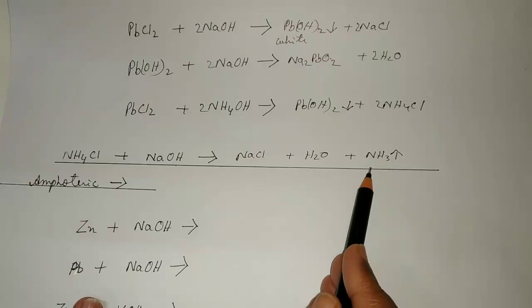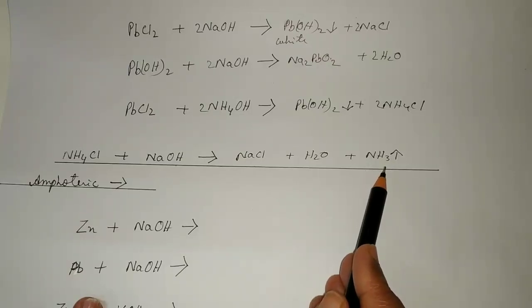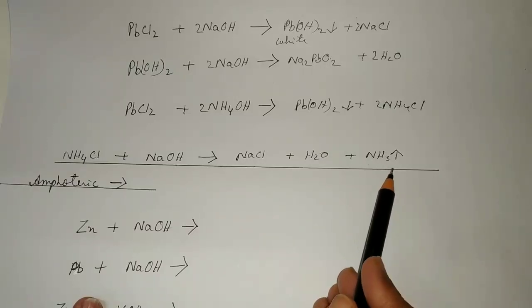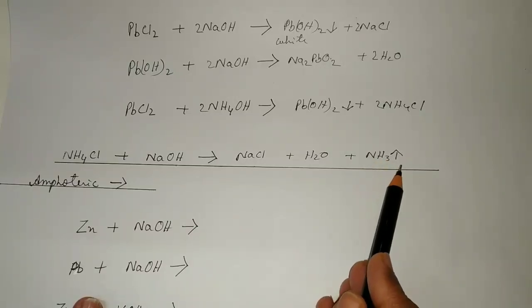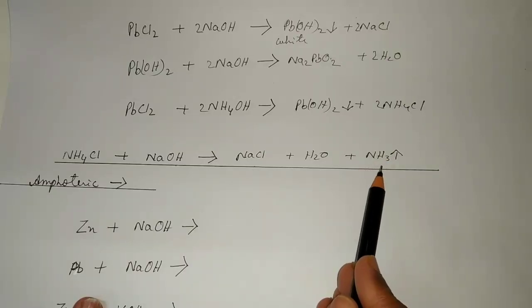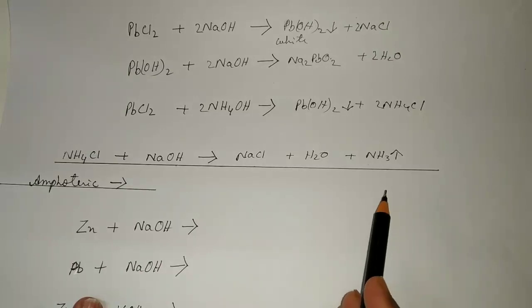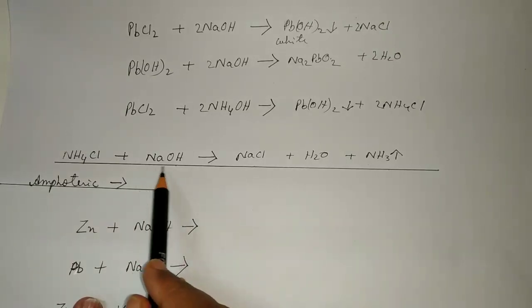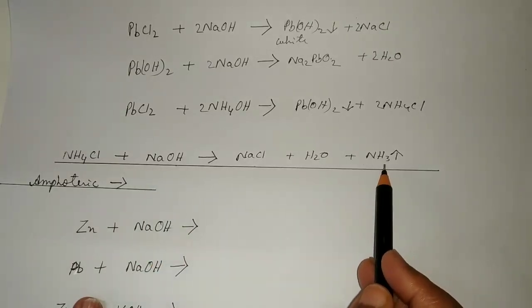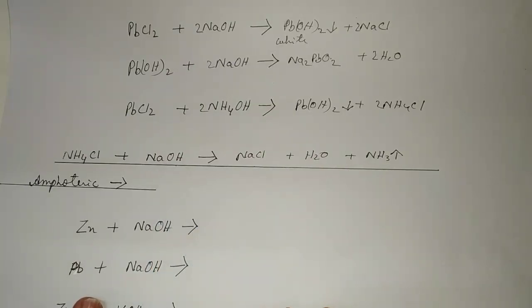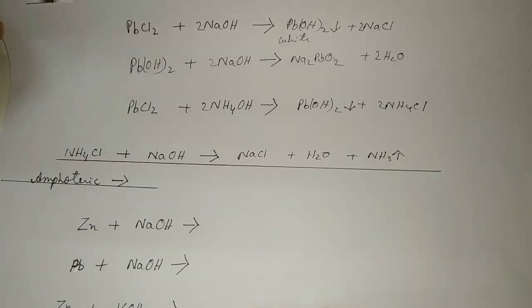It will turn the Nessler's reagent brown, and a glass rod dipped in conc. HCl will give you dense white fumes. About all these confirmatory tests of the gas, we will discuss in the chapter where there is identification of gases. As for now, you need to remember the equation and the reaction mechanism.